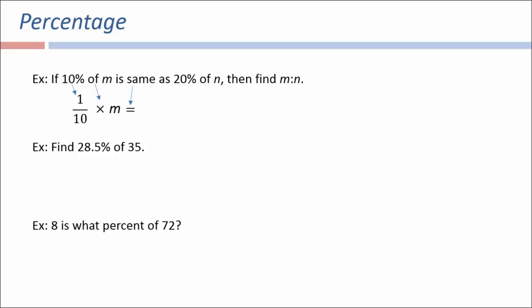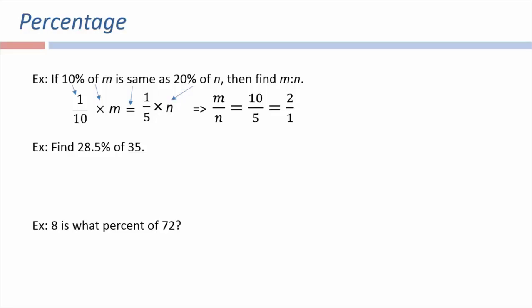The fraction for 20% would be 1 by 5. 20 upon 100, that is 1 by 5. Of is again multiplication. So this will be 1 by 5 into n. Now we have to calculate m upon n. So m upon n would be 10 upon 5, that is 2 upon 1. So the ratio m is to n would be 2 is to 1.